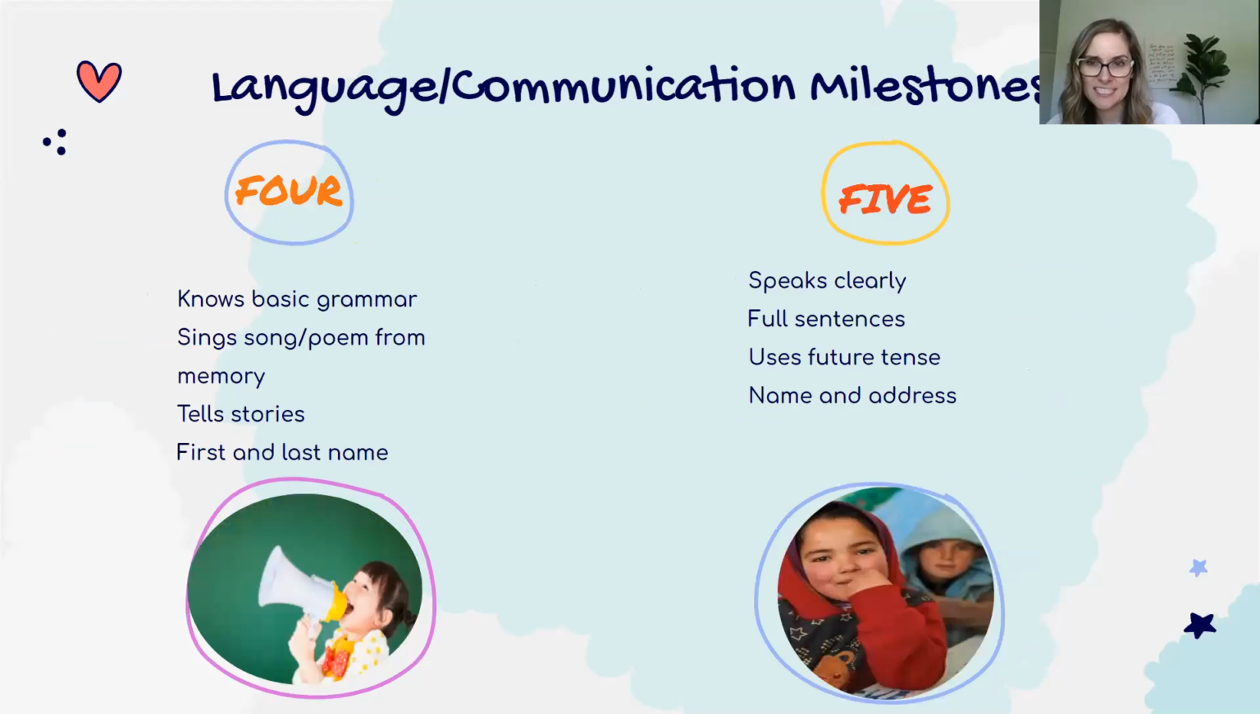Okay, you can go to the next slide. So 4-year-old milestones. 4-year-olds can use some basic grammar like he or she. They can sing songs or poems from memory, like the Itsy Bitsy Spider, or Wheels on the Bus, or my daughter, we read the same stories like 4 times in a row, and she can almost say entire stories word for word, which blows my mind. So they pick up so much more than we even realized.